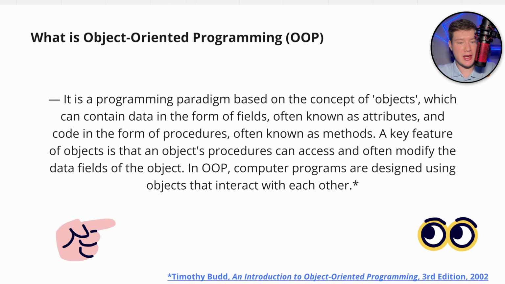Okay, and what is object-oriented programming? According to the definition of Timothy Budd, it's a programming paradigm based on the concept of objects, which can contain data in the form of fields, often known as attributes, and code in the form of procedures, often known as methods. A key feature of objects is that an object's procedures can access and often modify the data fields of the object. In object-oriented programming, computer programs are designed using objects that interact with each other. And of course, I put the link to the book in the description of this video.